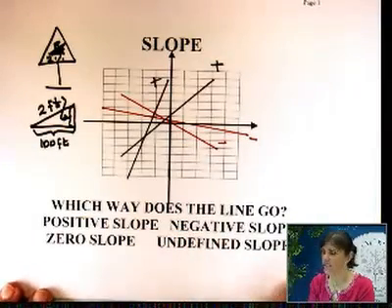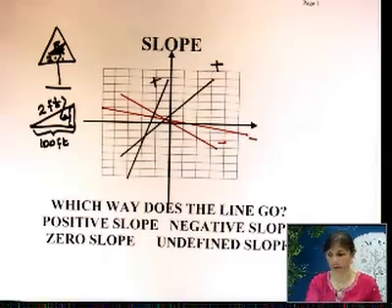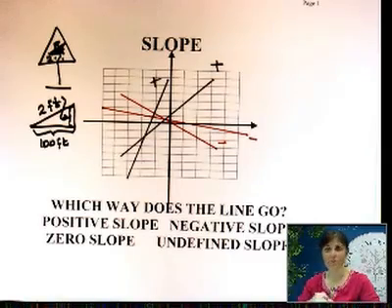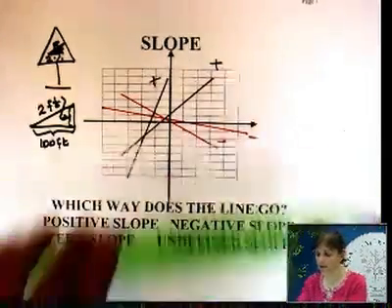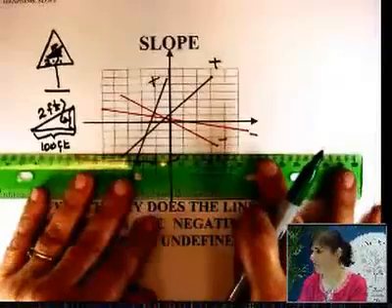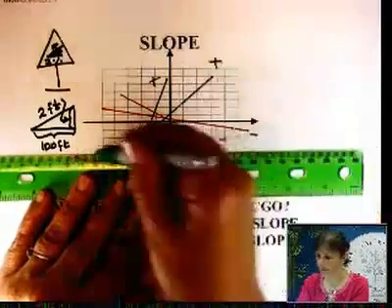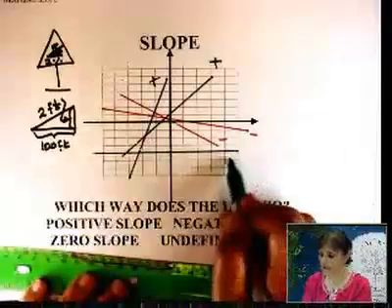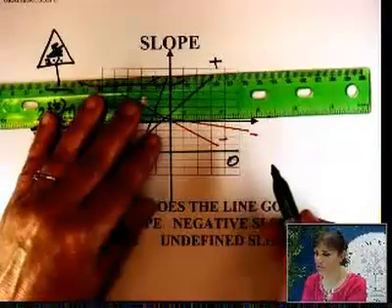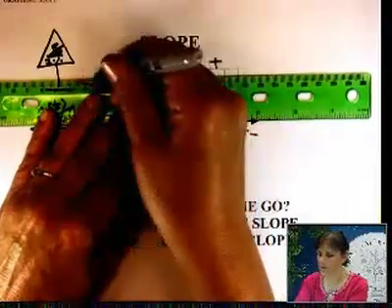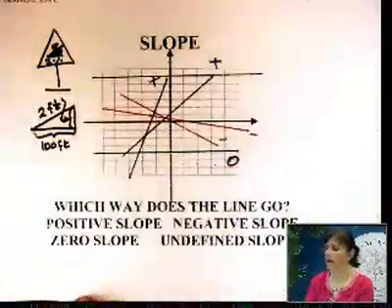Let's talk about zero slope. Zero slope is no slope. So we're talking about just a flat line. Zero slope. Here's another zero slope.